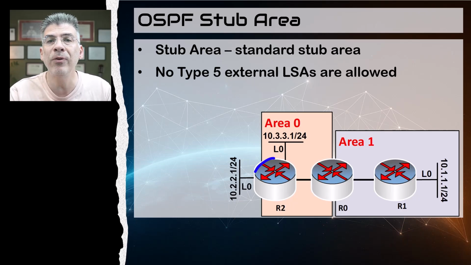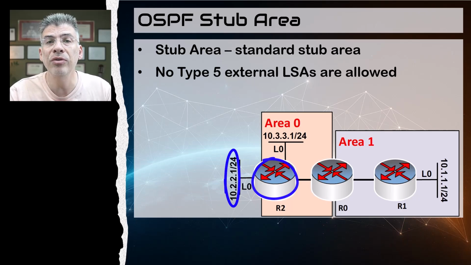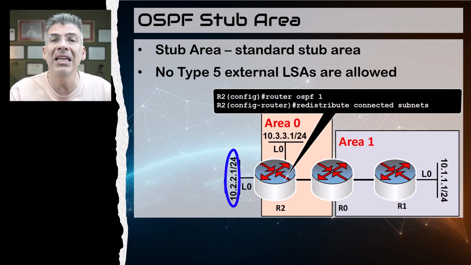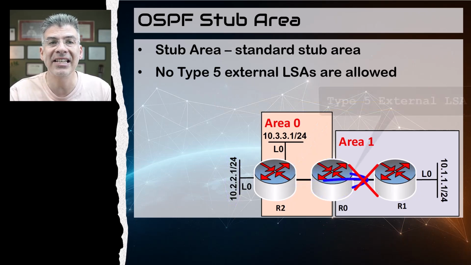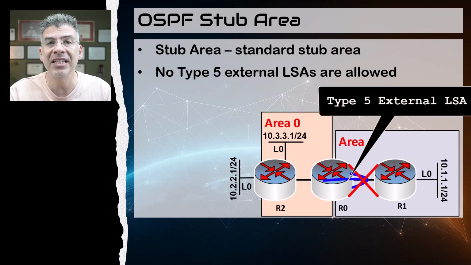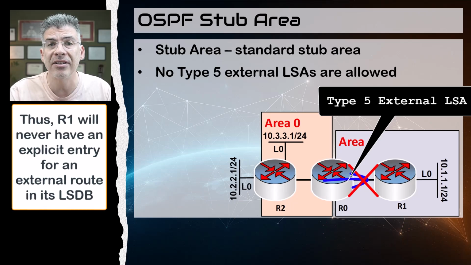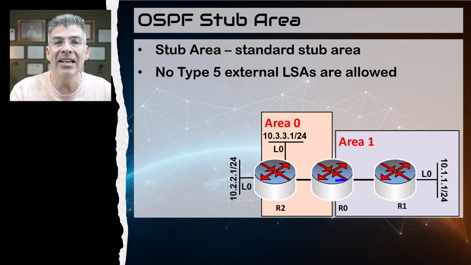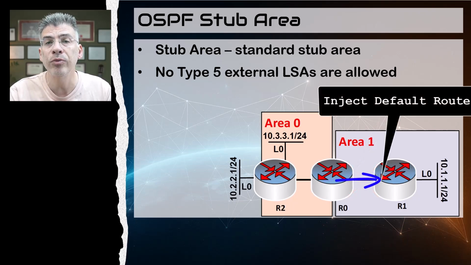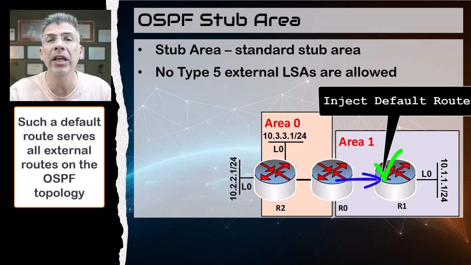In other words, if we have R2 here in Area 0 with a route to 10.2.2.0/24 being redistributed into OSPF, when that update reaches R0, it will not send a Type 5 LSA to R1 informing it of this external route, as would take place under normal circumstances. This is not allowed in our stub area. Instead, it will inject a default route and advertise that to R1 to deal with all external routes.